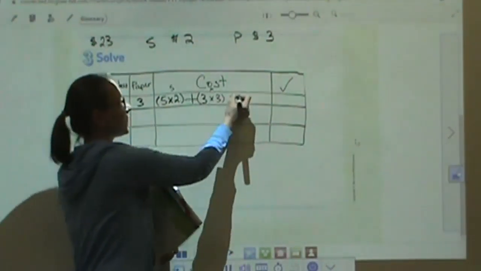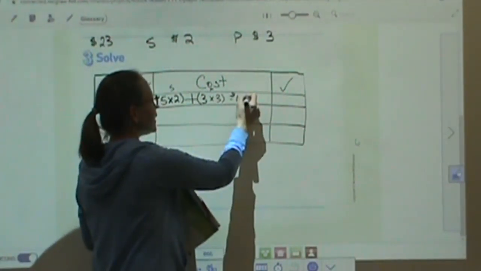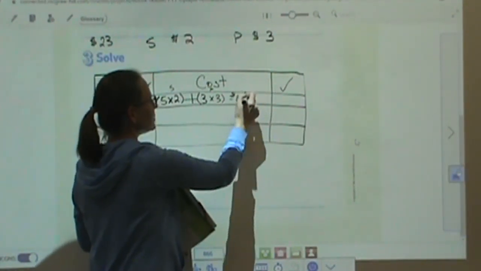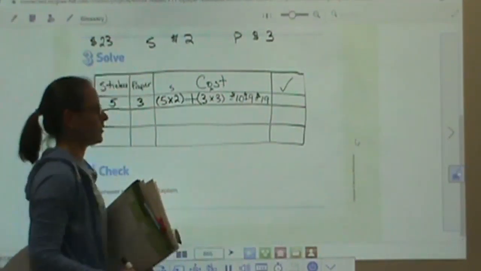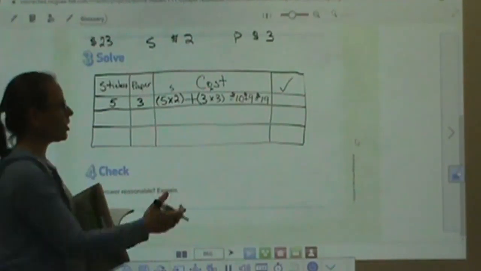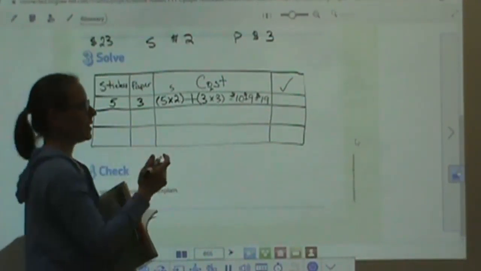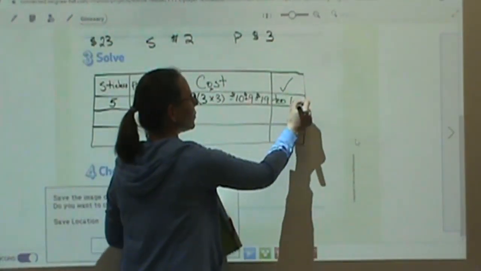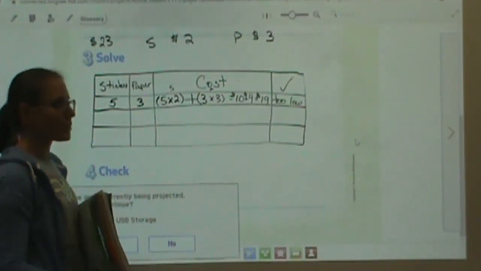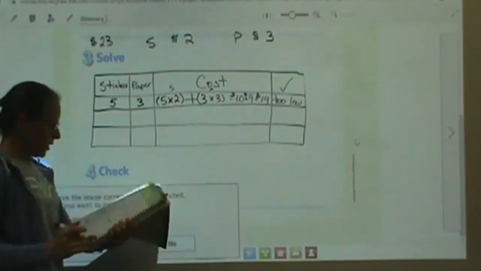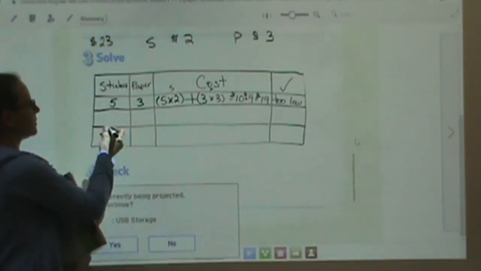5 times 2 is $10. 3 times 3 is $9. 10 plus 9 is a total of $19. Now let's guess and check that. Is $19 $23? No, it's too low. So 5 stickers and 3 sheets of paper is not the correct answer. We know it's too low, so let's go ahead and raise up our stickers by 1 pack and see if we get the right answer.